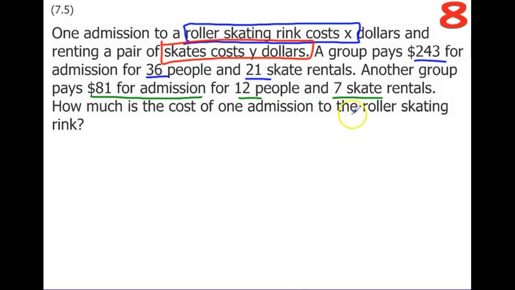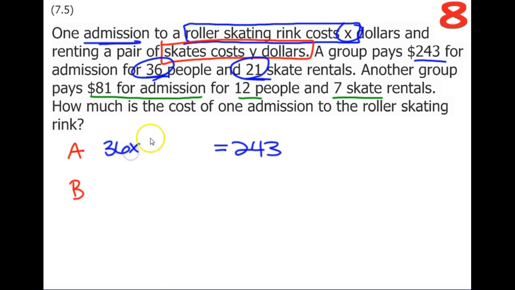How much is the cost of one admission to the roller skating rink? So we have two groups, Group A and Group B. Group A, I'm just going to say it's the first one, pays $243 total for two things, 36 people and only 21 needed skates. Maybe some people are watching or some people had their own. So 36 people, and to get in, the admission costs X dollars. So 36 times X, plus 21 skate rentals, which cost Y dollars.